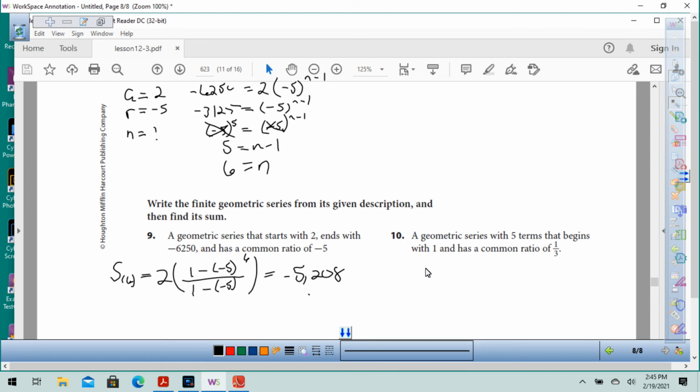A geometric series with 5 terms that begins with 1 and has a common ratio of 1/3. I'd like for you to find it, show your work. And since it gave you s sub 5, it's going to be 121 over 81.